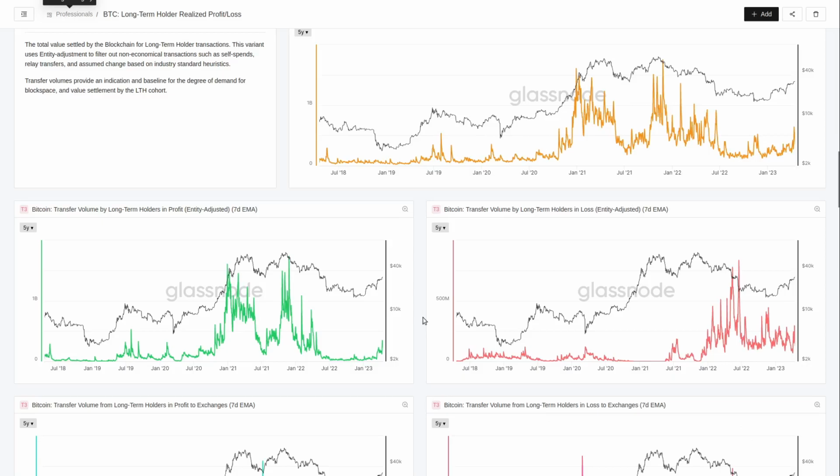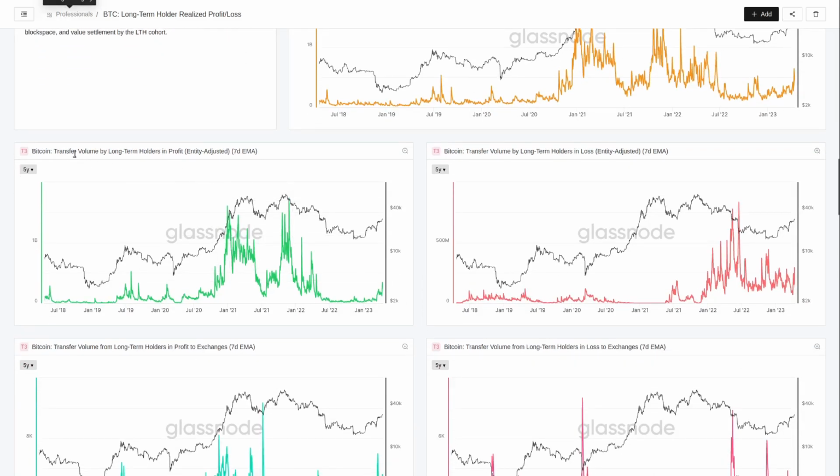When we look at transfer volume, here's a really cool chart, right? So this is the transfer volume by long-term holders, which is in profit. And you can see it's only barely, it looks a little bit like the realized profit chart, starting to get some momentum. But look, transfer volume in loss by long-term holders, this thing is still rip-roaring, right? They are still moving around coins at an enormous rate, taking an L. We are still flushing these guys out. It really is amazing to watch.